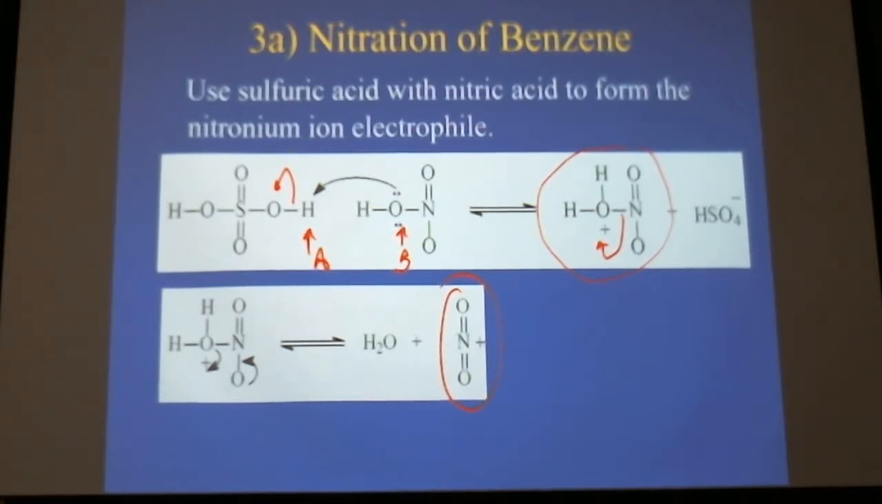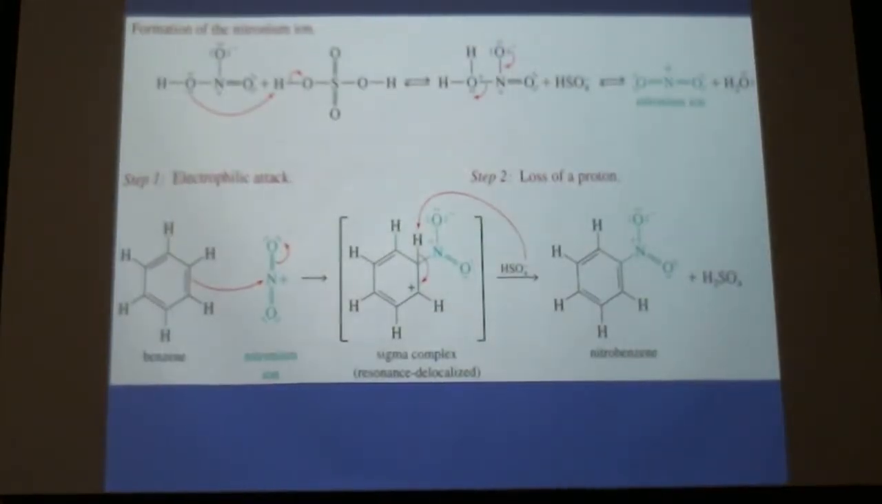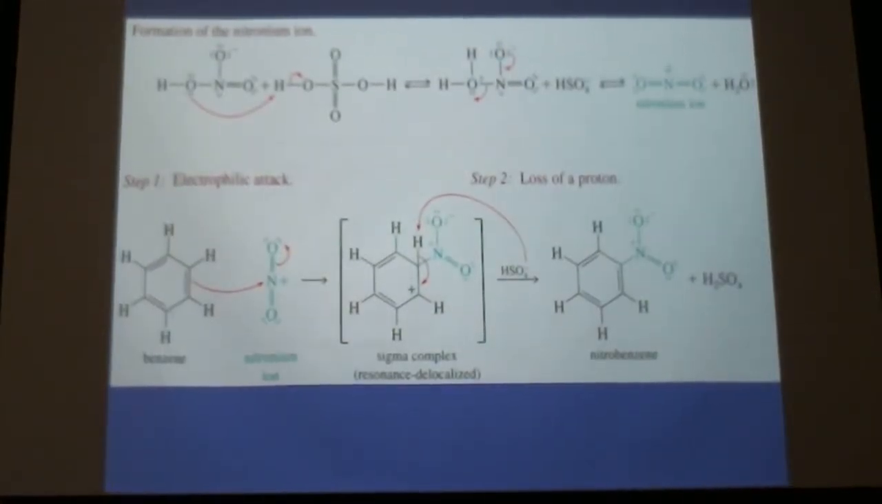So you have nitric acid, sulfuric acid, and benzene. Let's do it together. It is a nasty reaction. Dangerous reaction is the word I'm trying to use.